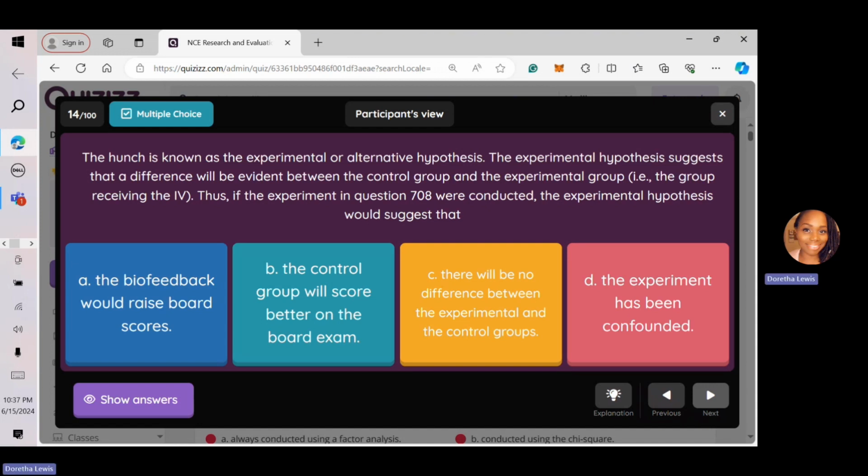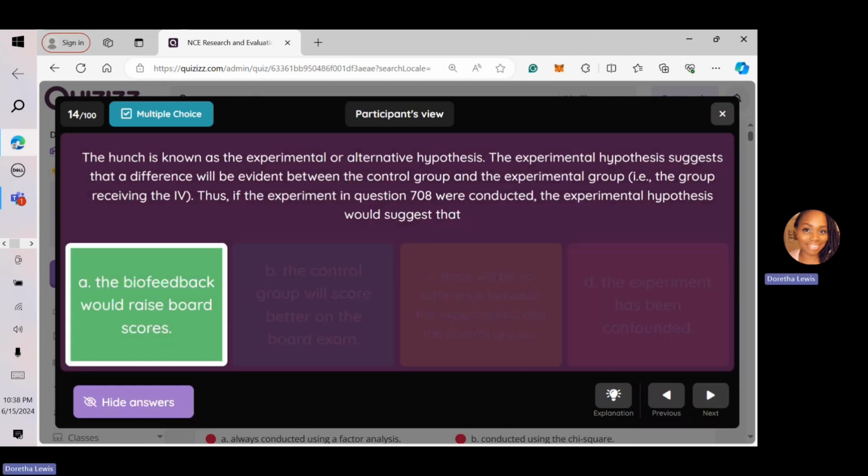So if we're looking at this question here, it says if the experiment in question eight were conducted, the experimental hypotheses would suggest that the biofeedback would raise board scores, right? So the null means biofeedback would not raise board scores. And then the hunch, also known as experimental or alternative hypotheses, would say that the biofeedback would raise those board scores. And it would show up on that dependent variable as the data that represents that.